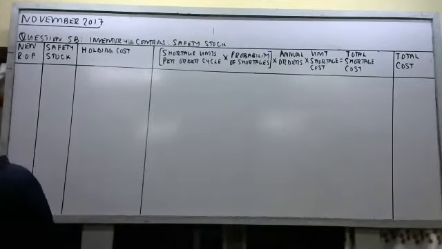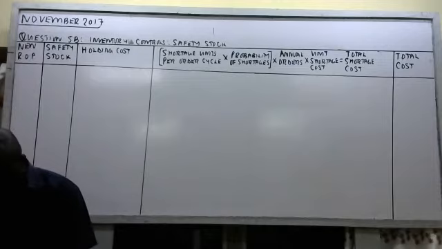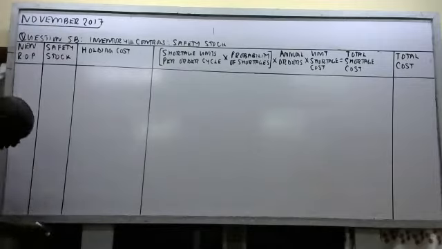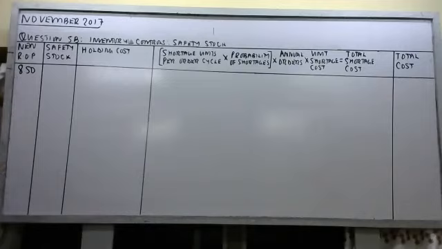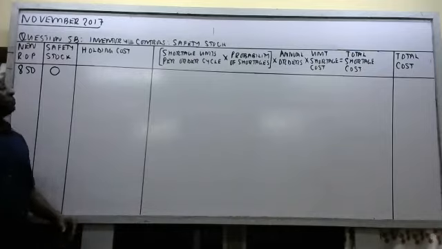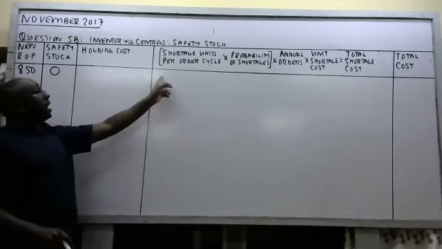So I told you that we always begin at the current reorder point. So the current reorder point, we are told is 850. With 850, we have no safety stock. Therefore, there is no holding cost. So we come to this one.